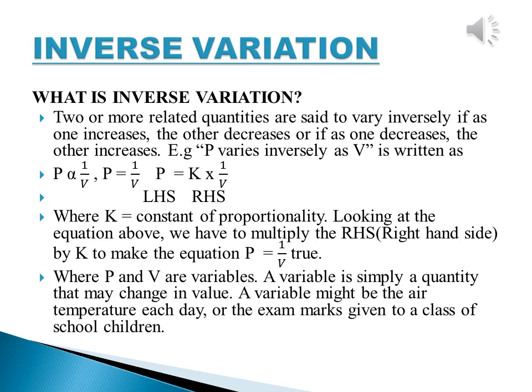P and V are variables. A variable is simply a quantity that may change in value. A variable may be the earth temperature each day or the exam marks given to a class of school children.